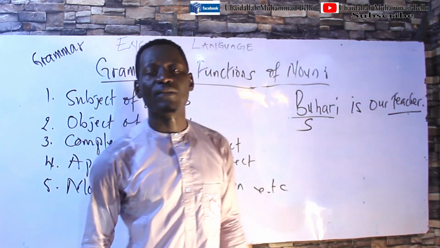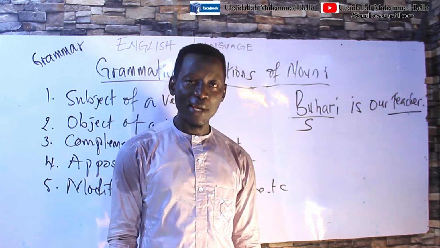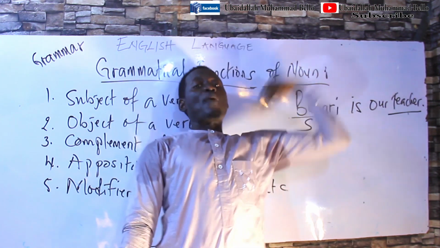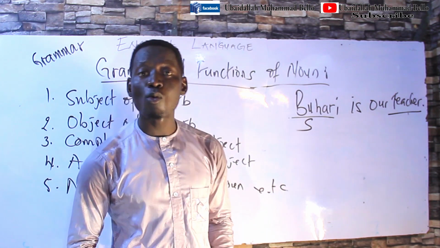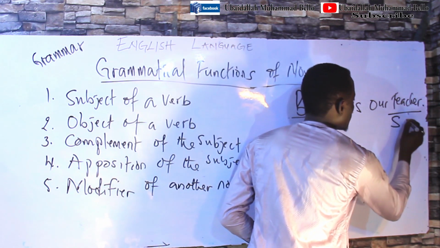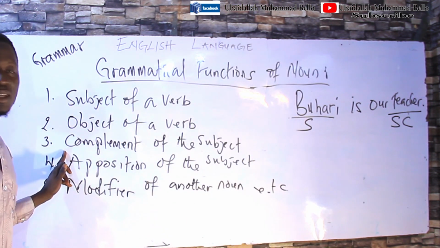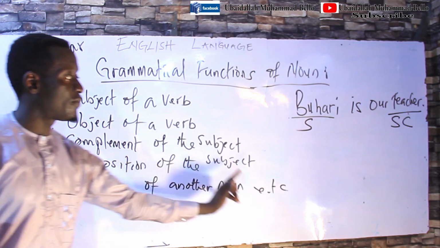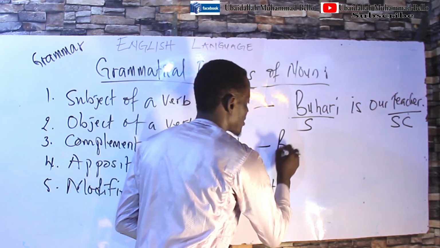What is teacher doing in the sentence? Is it receiving the action for us to call it object? No, it is not receiving the action. It is rather bringing you back to who Buhari is. The sentence still remains, Buhari is our teacher. Therefore, teacher here is subject complement. And it is what we mean here as one of the grammatical functions of a noun, as complement of the subject. Don't get confused.